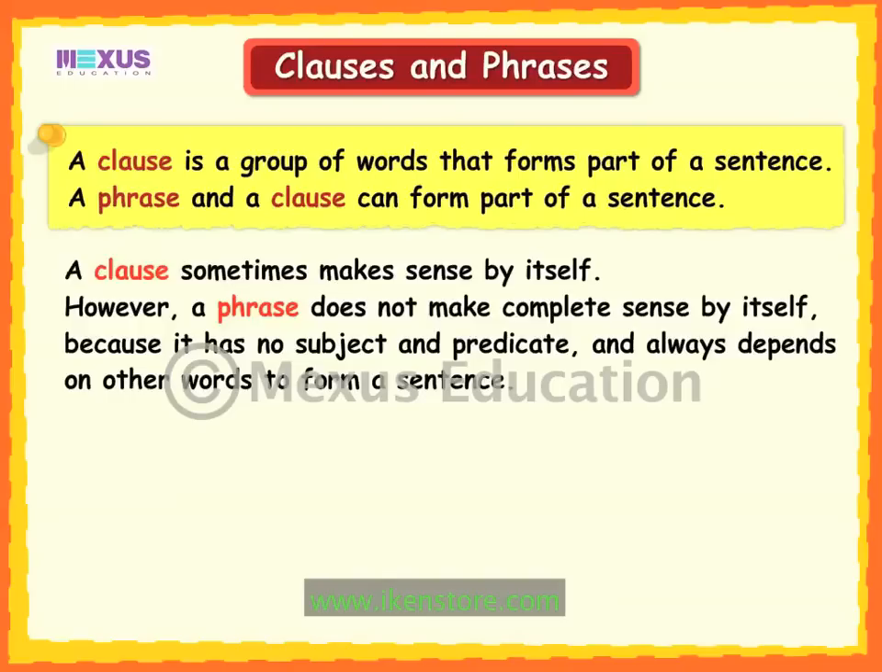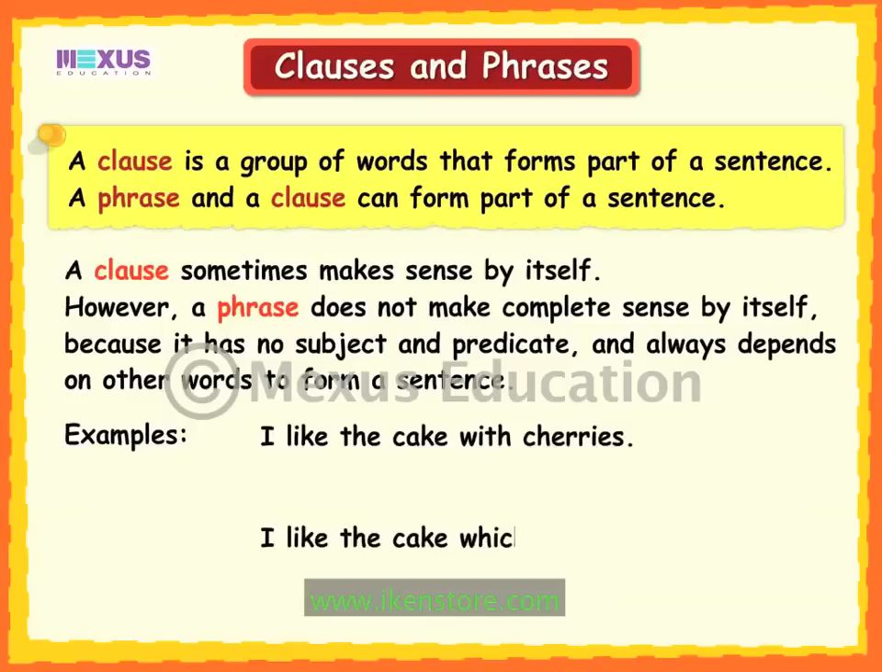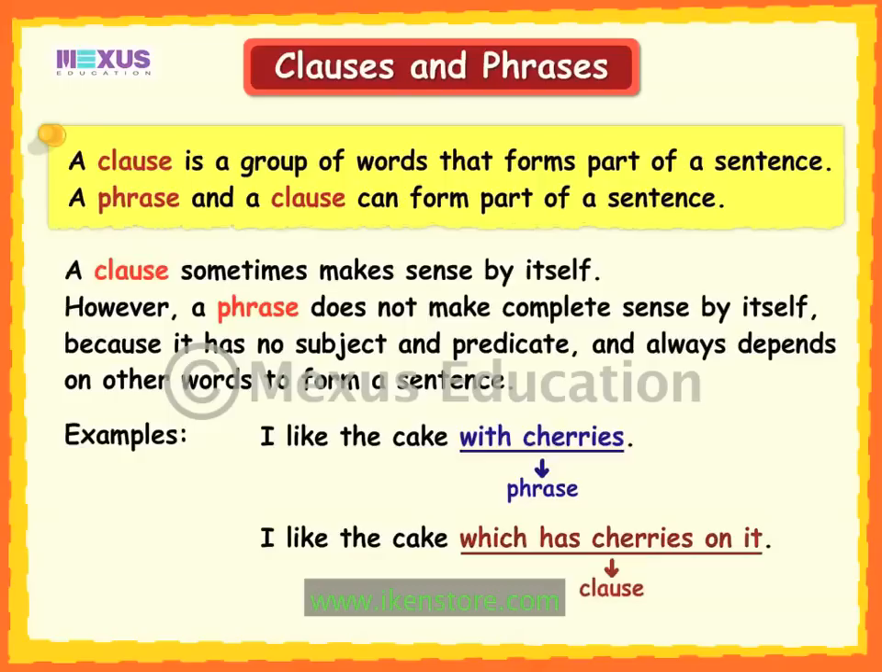Let's understand this better with examples. I like the cake with cherries. I like the cake which has cherries on it. In the first sentence, with cherries is a phrase since it does not have a subject and predicate and does not make complete sense by itself. In the second sentence, which has cherries on it, is a clause since it has both a subject and a predicate and forms part of a bigger sentence. Hence, a clause is a group of words that is different from a phrase.